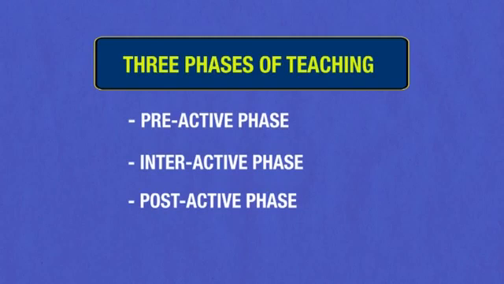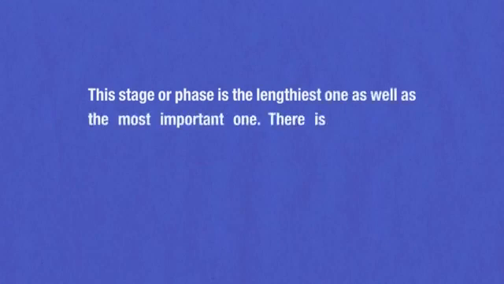Now we are taking up the second phase, that is the interactive phase. According to Jackson, in the interactive phase, the teacher provides pupils verbal stimulations of various kinds, makes explanations, asks questions, listens to students' responses, and provides guidance. This stage or phase is the lengthiest one as well as the most important one.